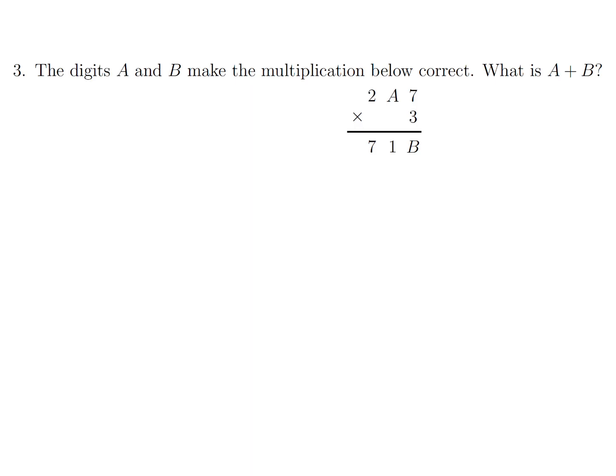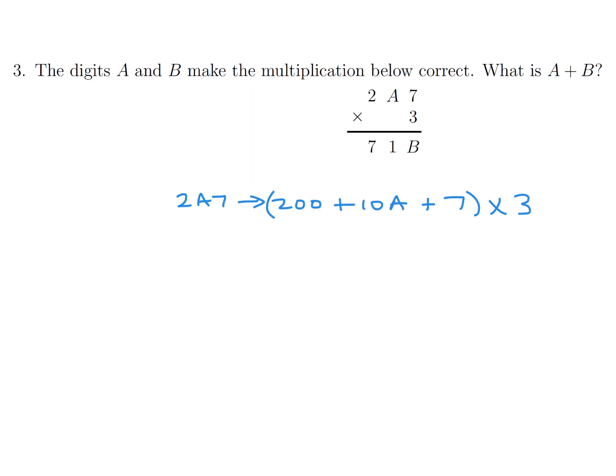The digits a and b make up the multiplication below correctly. What is a plus b? So, a little bit of thinking here. We have 2a7. What that really is, is 200 plus 10a plus 7. And then we have to multiply this by 3.